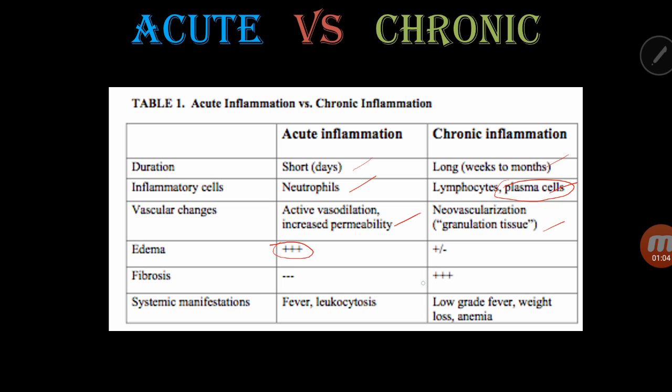So edema will be very peculiar in the case of acute inflammation, whereas in chronic inflammation it may or may not be present. Fibrosis, as you know, is a chronic stage. It is seen in chronic inflammation, which is absent in acute inflammation. The systemic manifestations seen in acute inflammation are fever and leukocytosis, whereas in chronic inflammation they are low-grade fever, weight loss, and anemia.